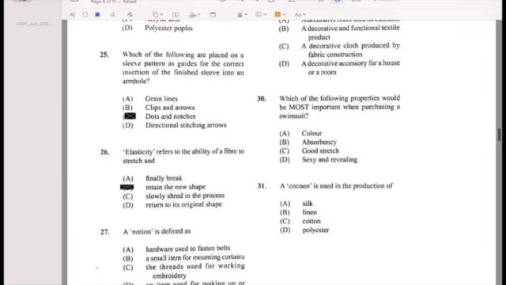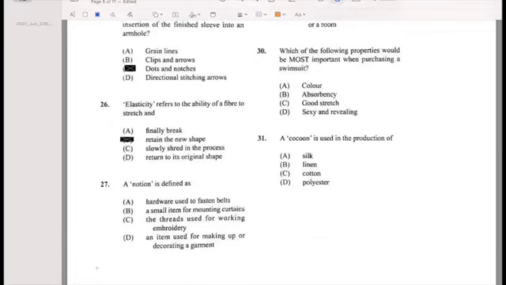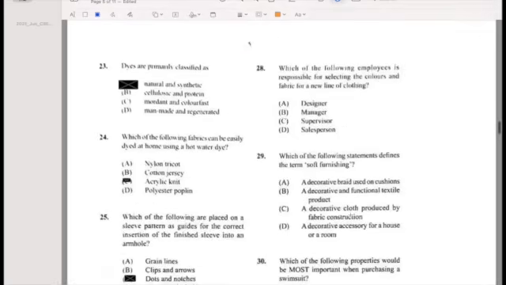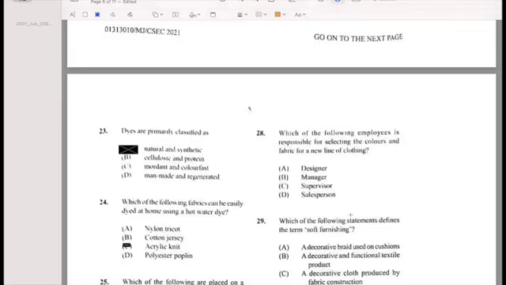27, a notion is described as what? What is a notion? So number 27, it's D. Number 28, which of the following employee is responsible for selecting the color and fabric for a new line clothing? So number 28 is A, designer.